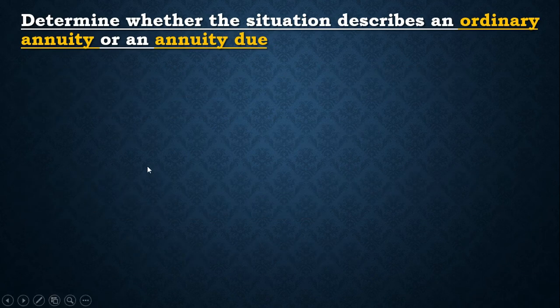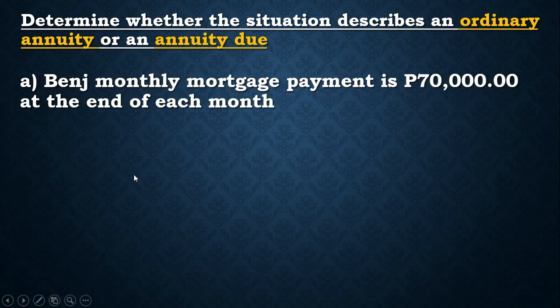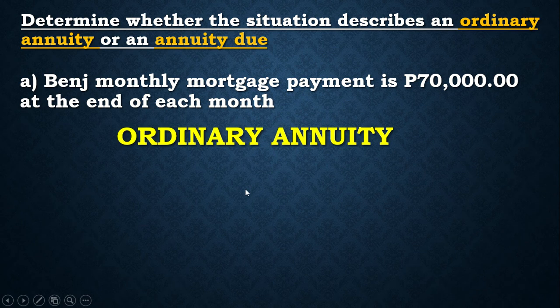Determine whether the situation describes an ordinary annuity or an annuity due. Letter A, Bench's monthly mortgage payment is 70,000 at the end of each month. So pag nakita po natin ang pagbabayad daw ni Bench ng monthly mortgage ng 70,000 ay every katapusan ng bawat buwan, o sinabing katapusan, that is considered the ordinary annuity. Every or end of each month, that is ordinary annuity.